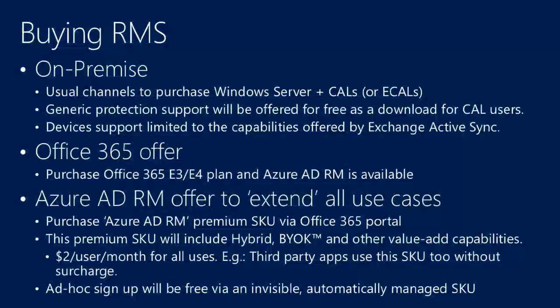The next thing is buying RMS. I always get the question lately: how do I buy this? Where is this offer? What do I do? There are a couple of different ways. There's on-premise, which you can get through Windows Server plus your CALs or eCALs for RMS, standalone or eCAL. For generic protection, we're going to give that away. So if you need it on your devices, anywhere, go to the relevant app stores and download it, and it'll be free. Generic protection will also work against ADRMS, so that'll just keep going. Now, the one thing to note here is that device support is limited to the capabilities offered by Exchange ActiveSync.